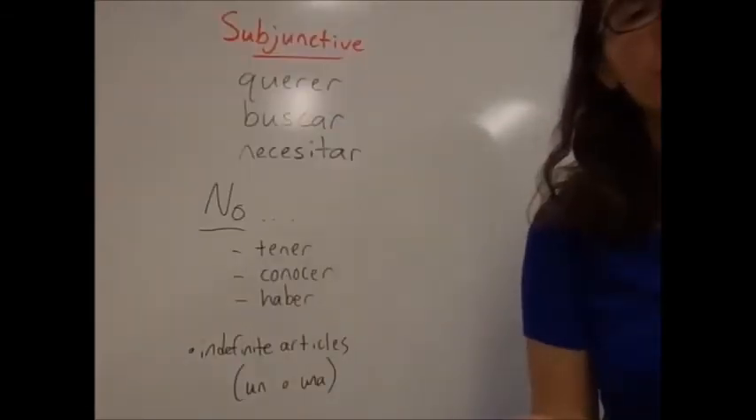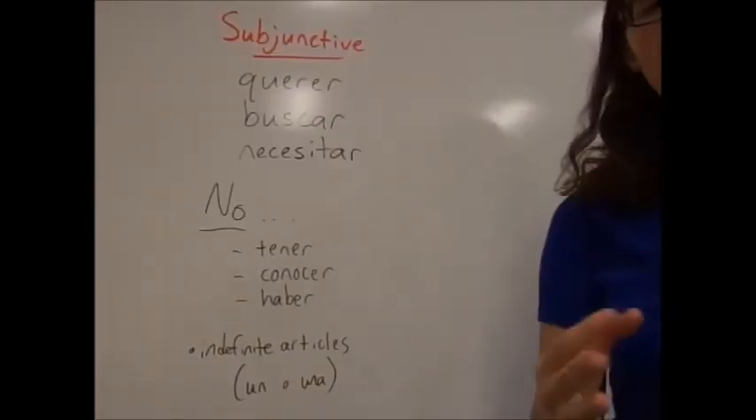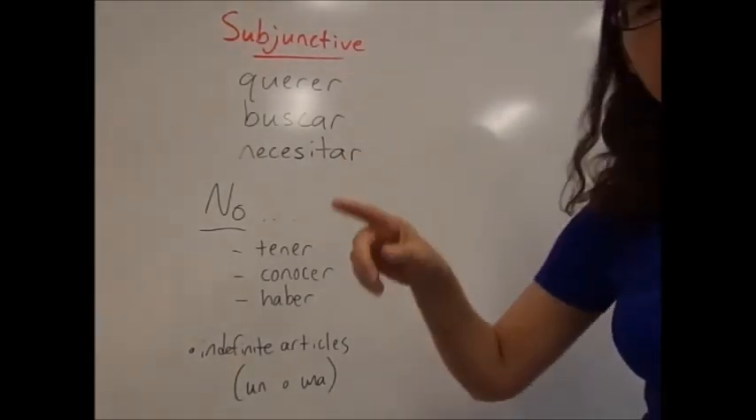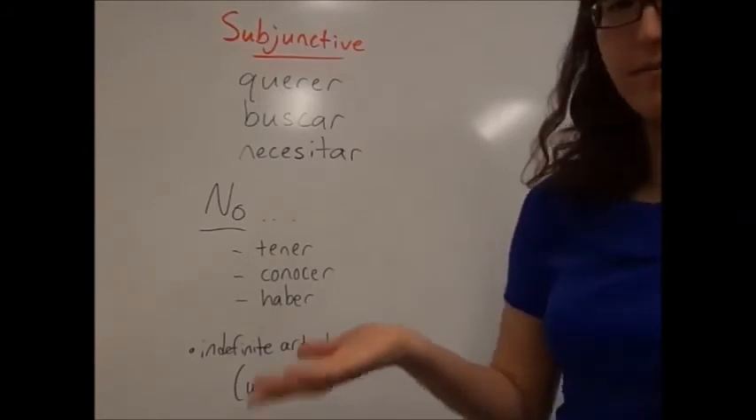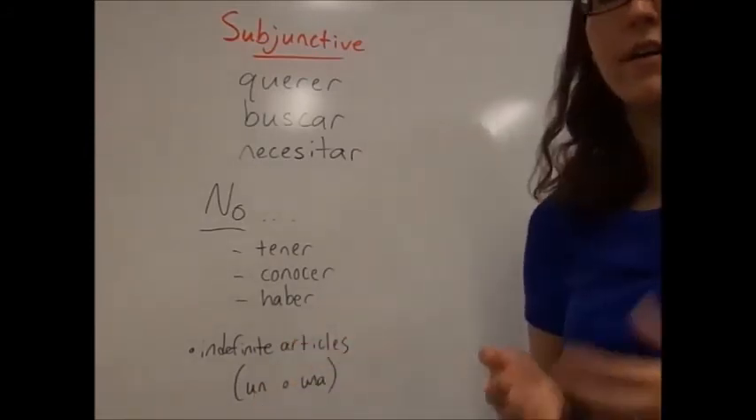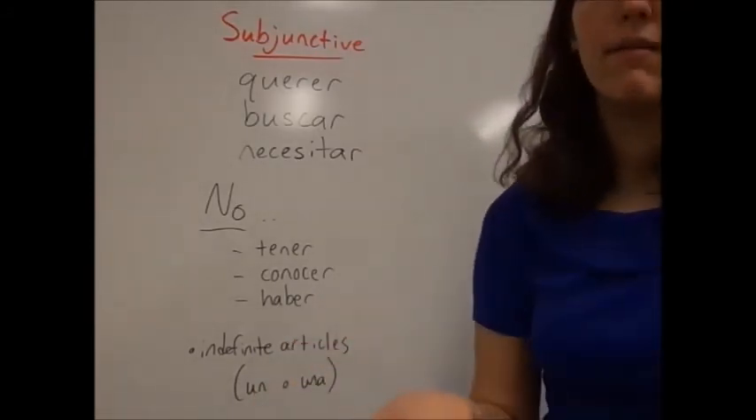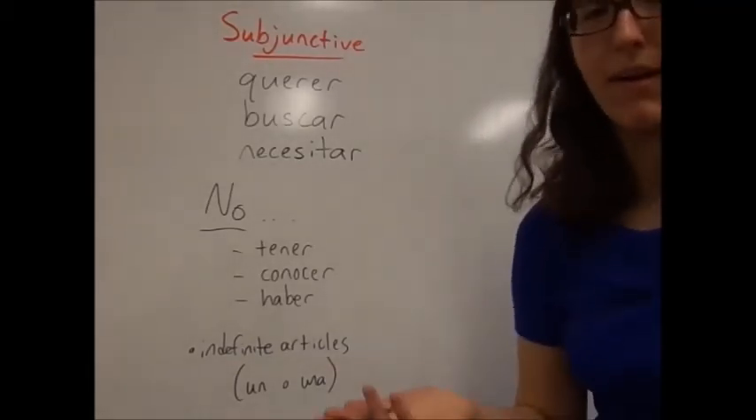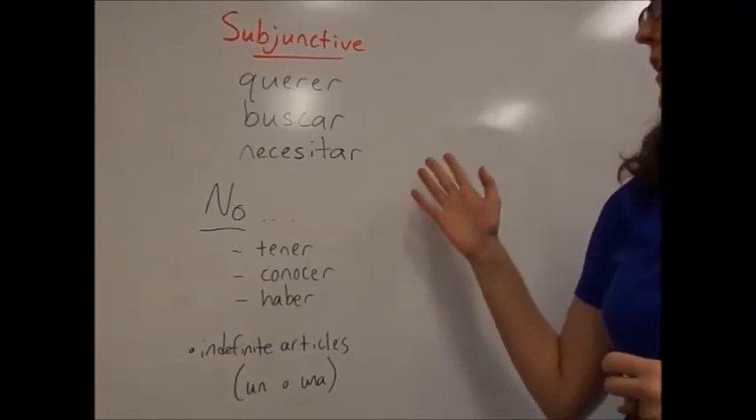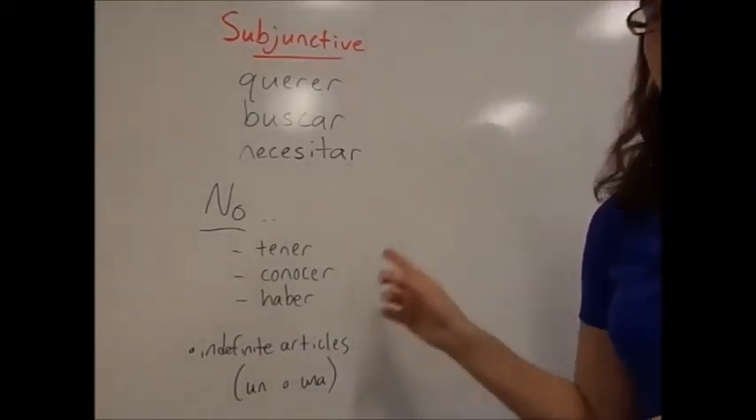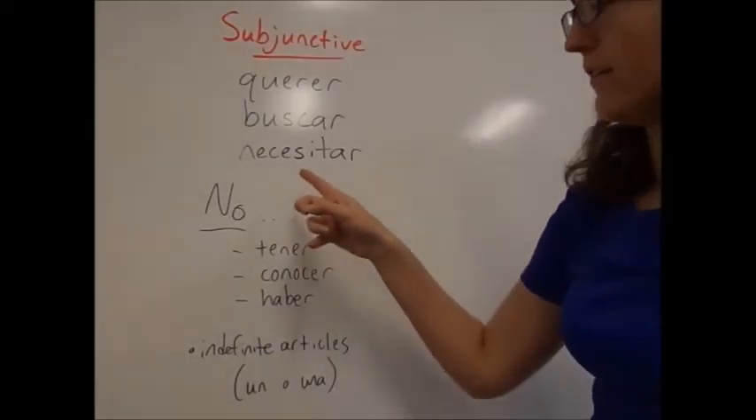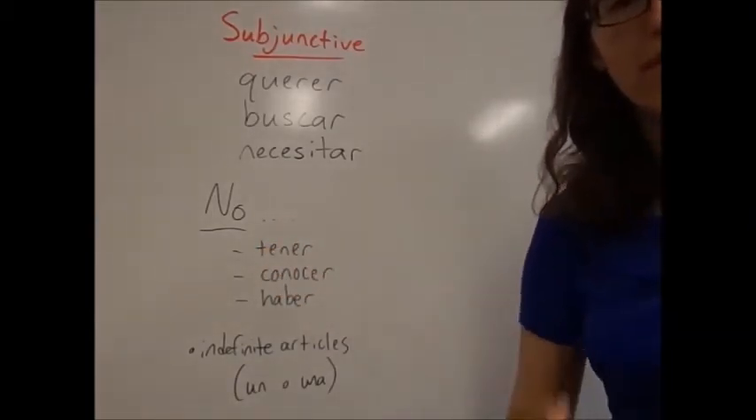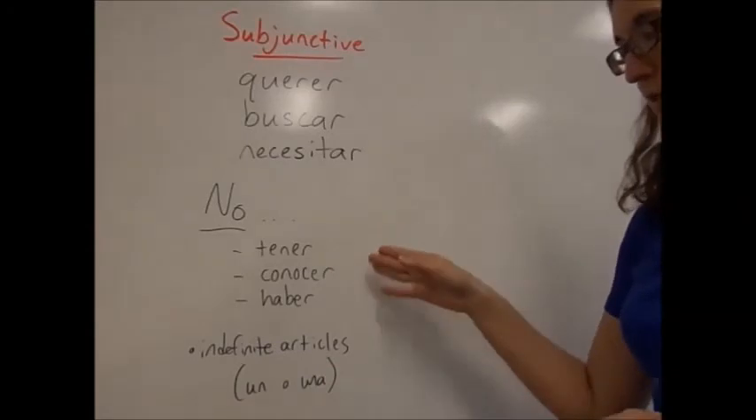Now here's a list of verbs that commonly cause the adjective clause to be in the subjunctive. Querer, because if you want something, it may or may not exist. Buscar, because if you're looking for something, it may or may not exist. And necesitar, because if you need something, it may or may not exist. You also use the subjunctive when there's a no in front of the verbs that would normally cause the indicative. Tener, conocer, and haber.